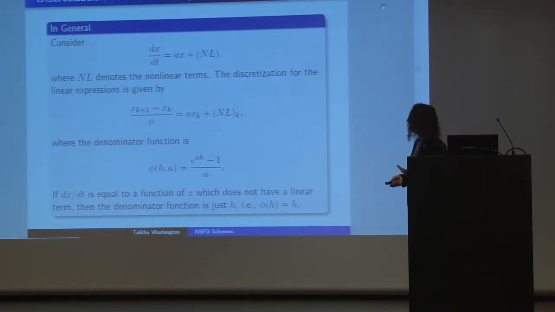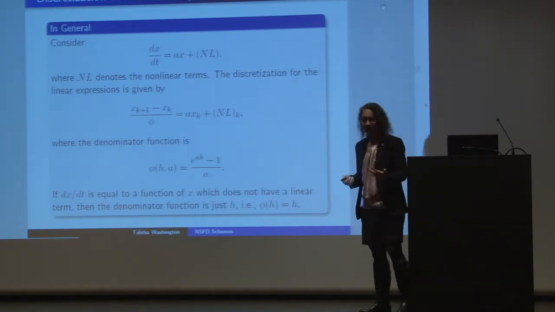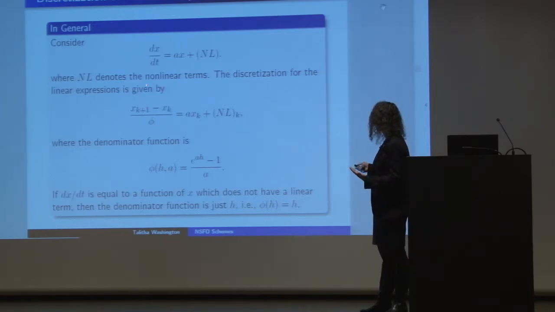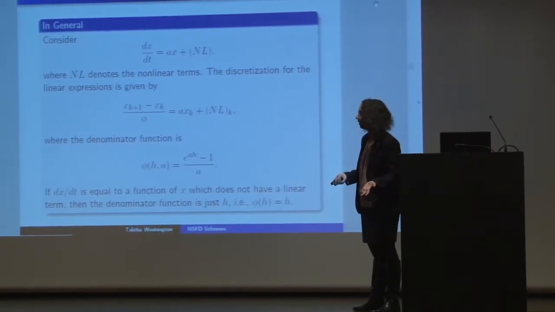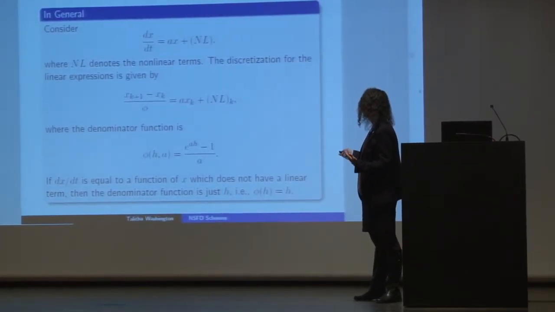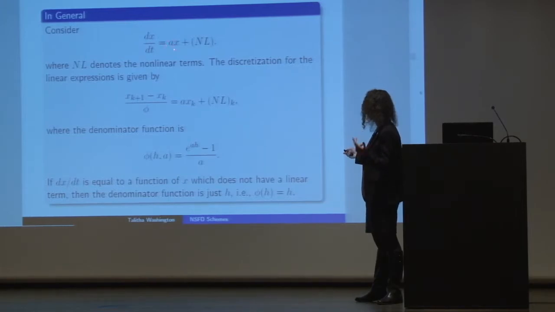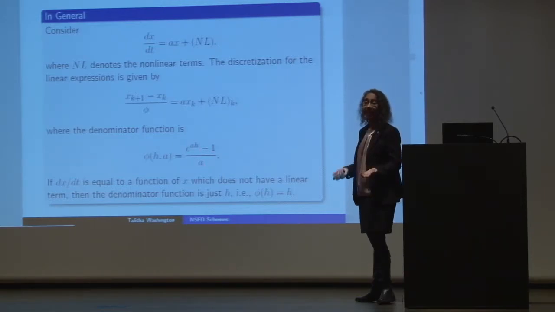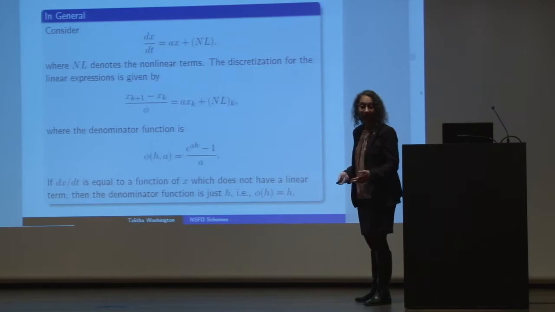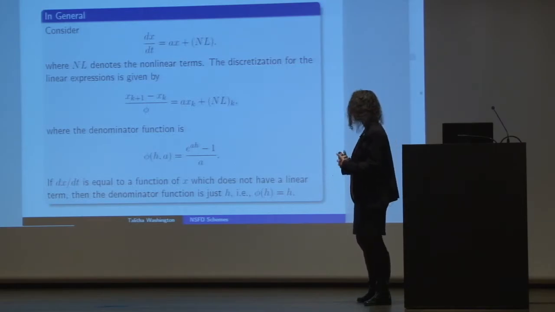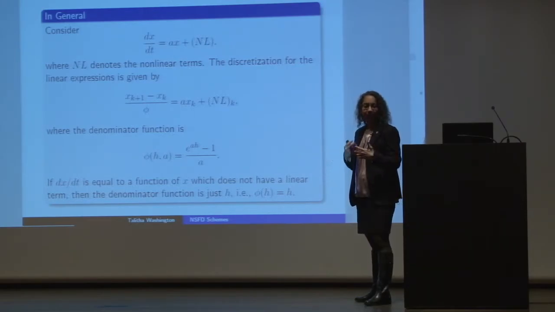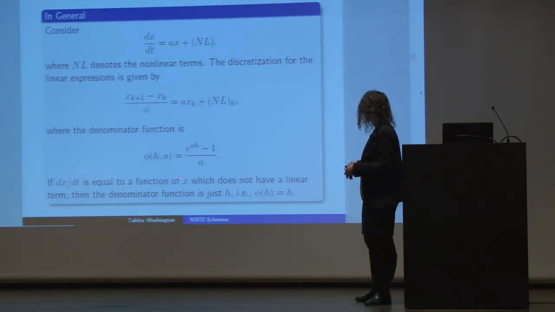So if we have nonlinear equations, how can we think about discretizing them? Here we have dx/dt equal to ax, that's your linear part, and then this is your nonlinear stuff. Just as before, we look at the linear part with that parameter, in this case a, and perhaps the denominator function should be e to the ah minus 1 over a. So this is a choice. It could be h, it could be something else; it depends on the system, how it evolves, and the parameters that it has. But here's a way to handle nonlinear equations.